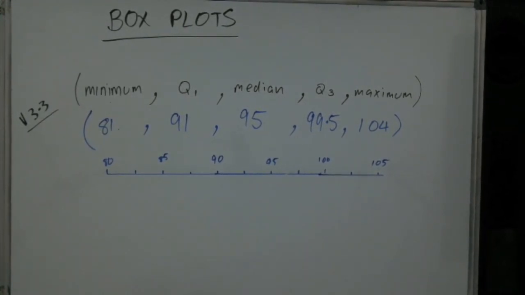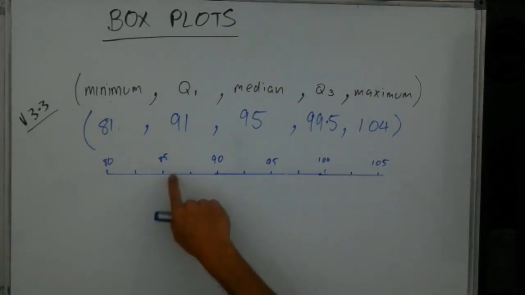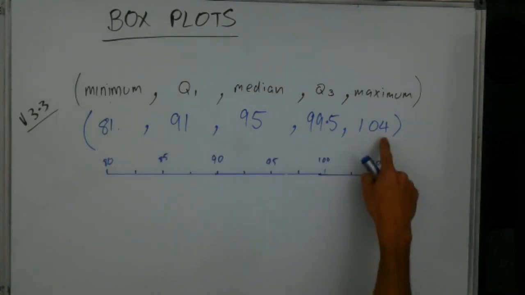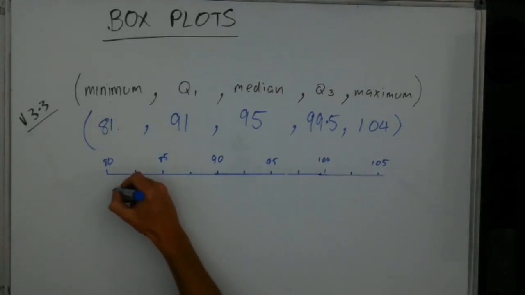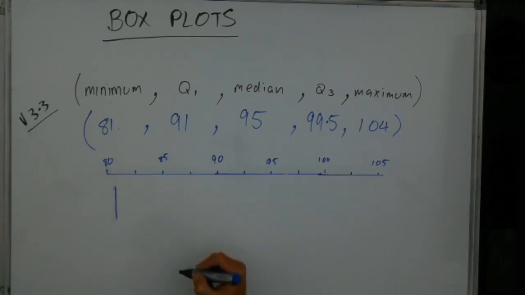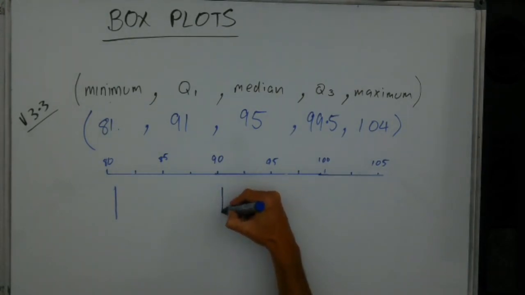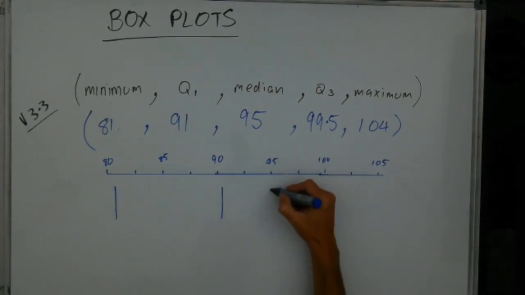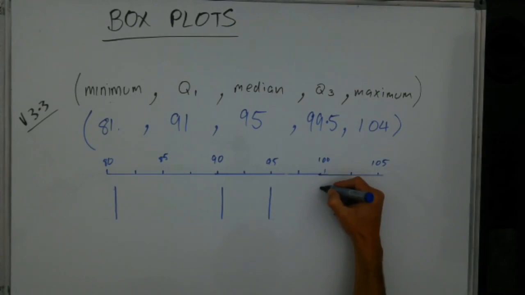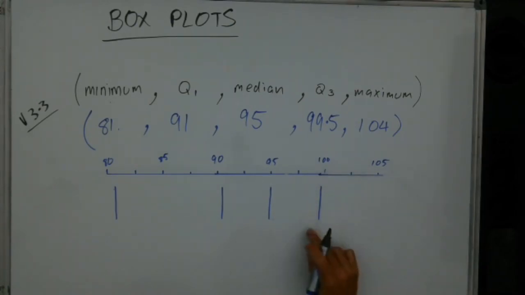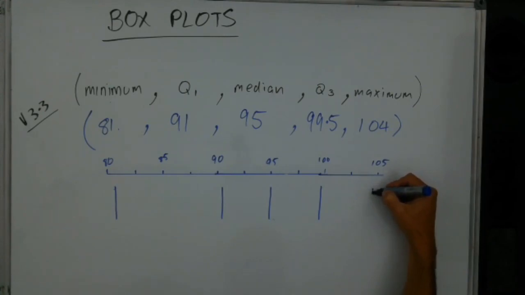Okay, so essentially all we have to do is put vertical lines at each of these locations, and then we construct our box around it. So let's say if that's 80, 81 is about there, 91 is about there on our scale, 95 is exact, oops, let's line it up better, 91, 99.5 is pretty close to 100, and then 104, let's put it there.